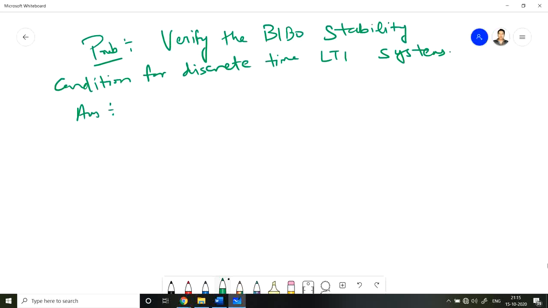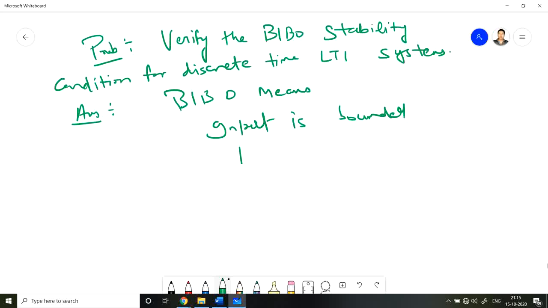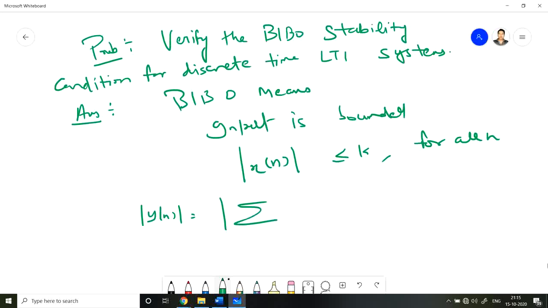So the solution of this problem: BIBO means we are considering that the input is bounded. So we have the input x[n], and that is bounded for all values of n. So basically the modulus of y[n] is equal to modulus of the summation k equals minus infinity to plus infinity x[k] h[n minus k].